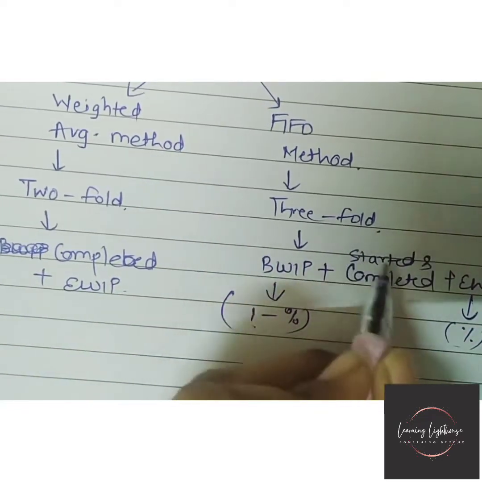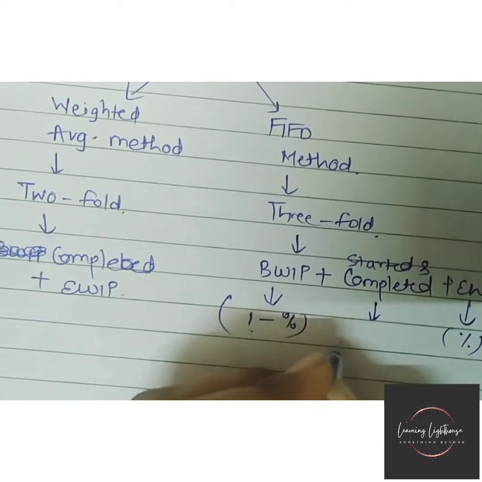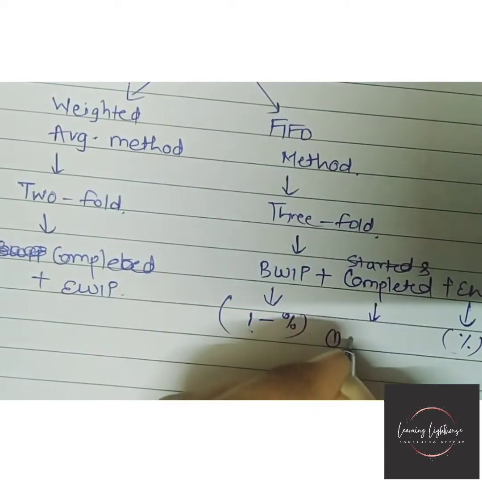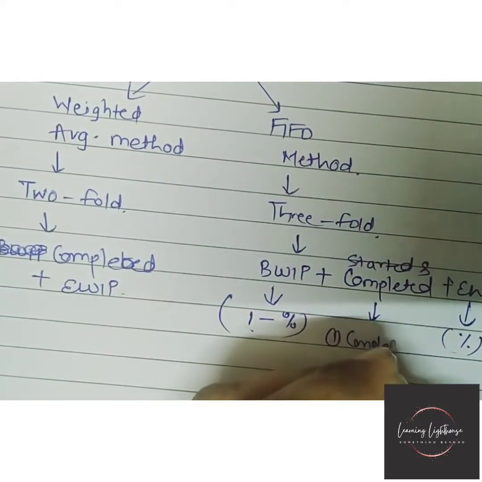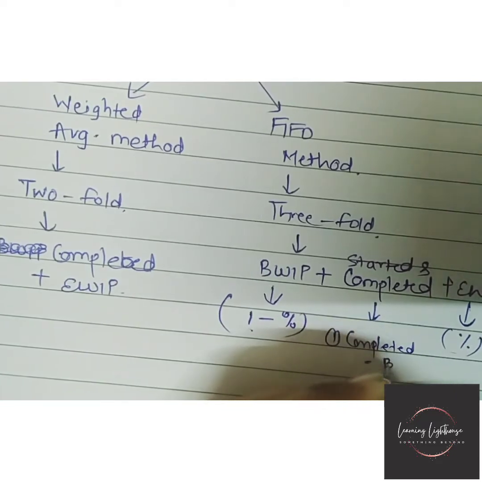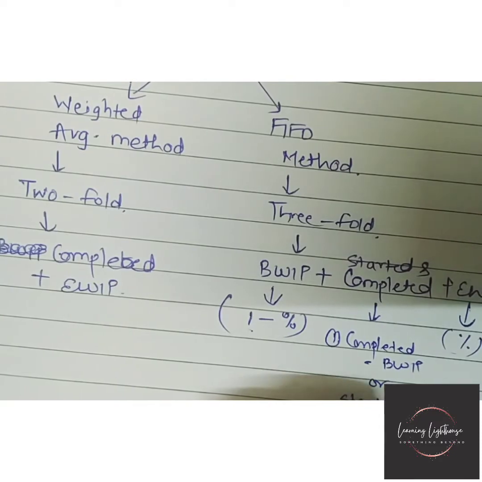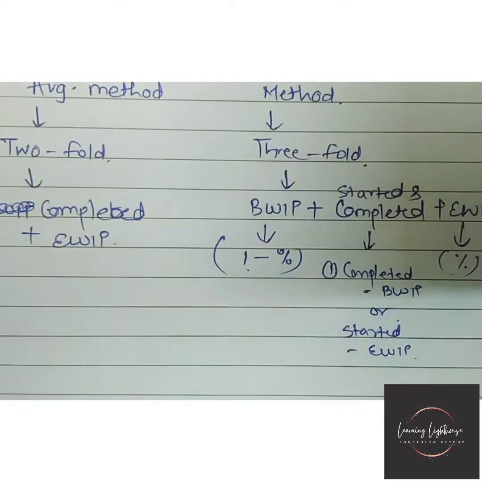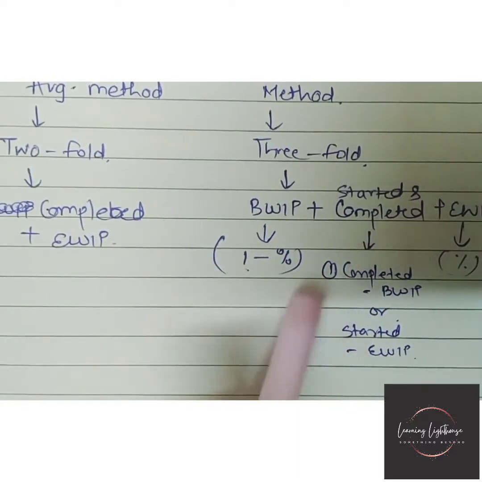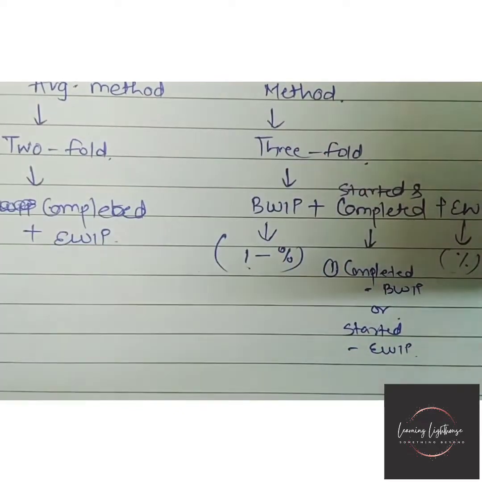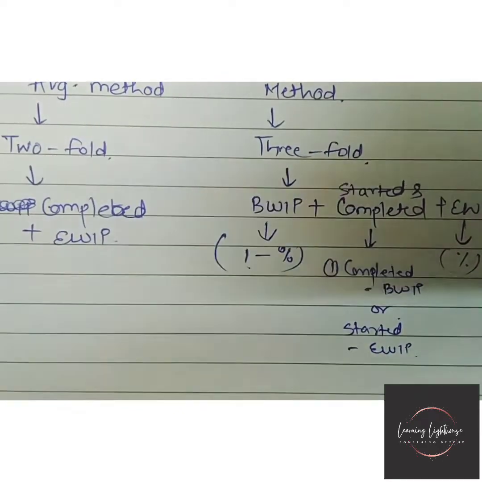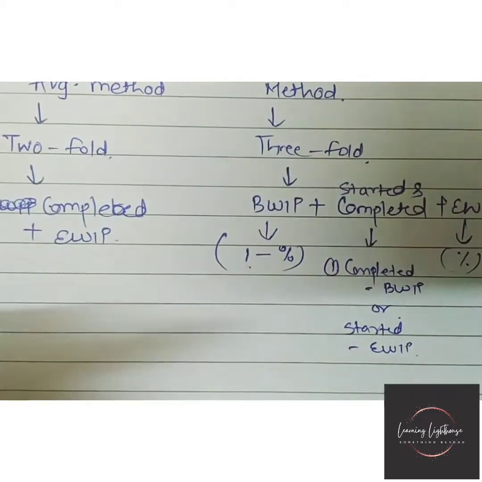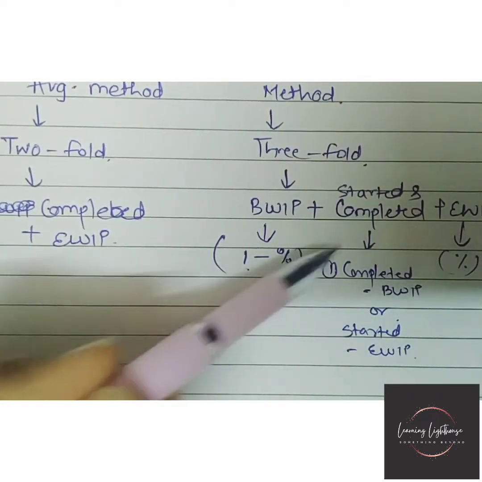Started and completed has two formulas. The first formula is number of units completed minus beginning WIP, or you can follow the number of units that are started minus ending WIP. In my exams I have seen that most of the time the formula used is started minus ending WIP, though when you practice from Hock, Wiley, Becker or Gleim, you will find the other formula used more frequently.